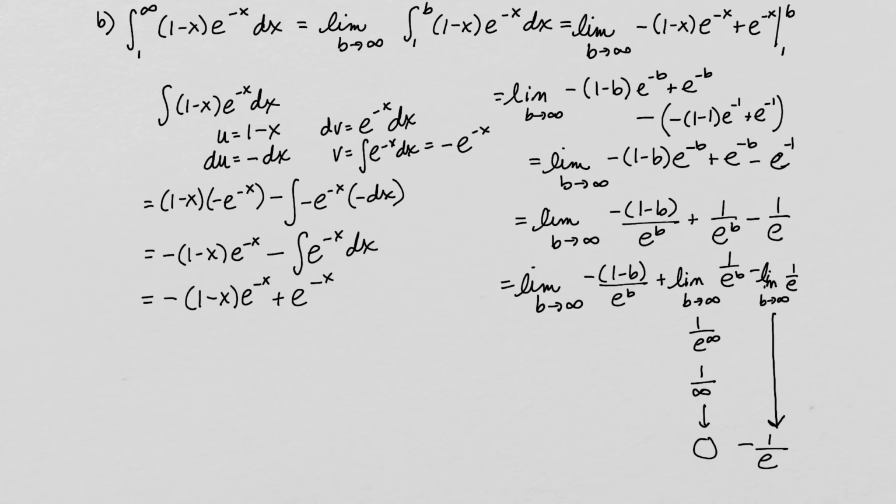If I plug into the first limit, we end up with negative 1 minus infinity over e to the infinity. And so this is just infinity over infinity, right? I have some ginormous number on the top and a ginormous number on the bottom. So for that first piece only, I have to do L'Hopital's rule again.